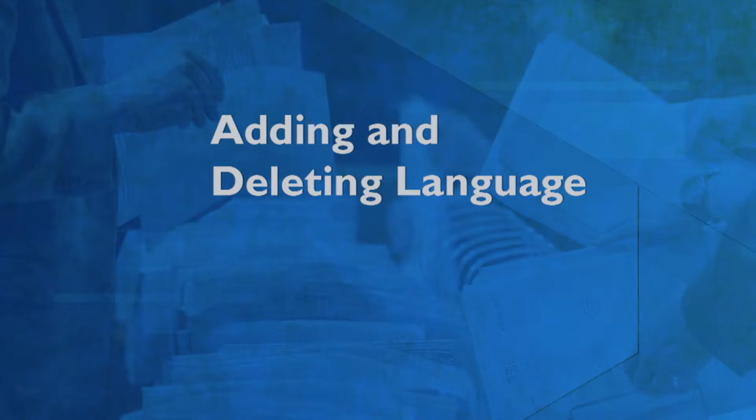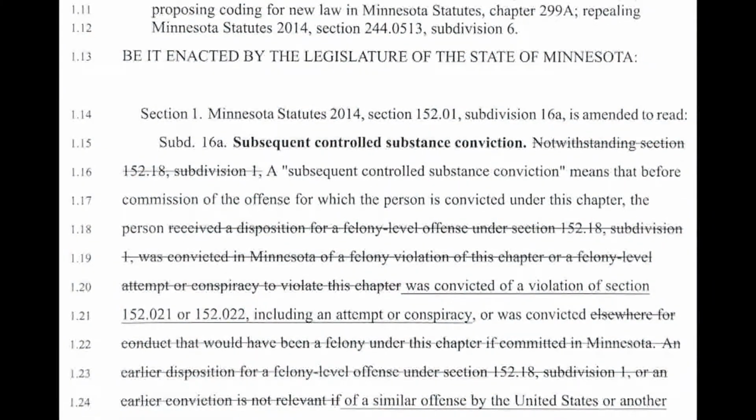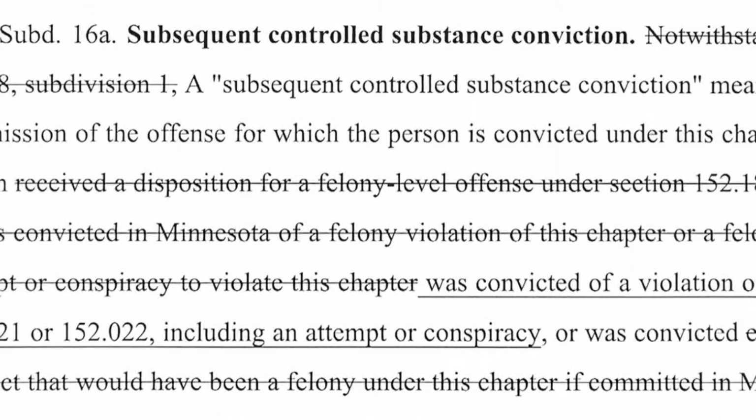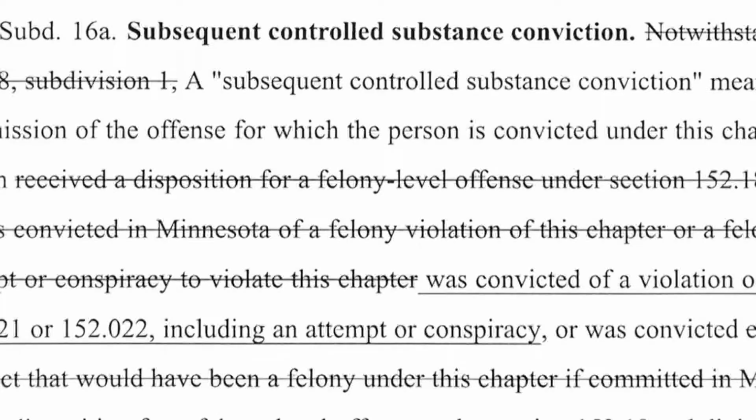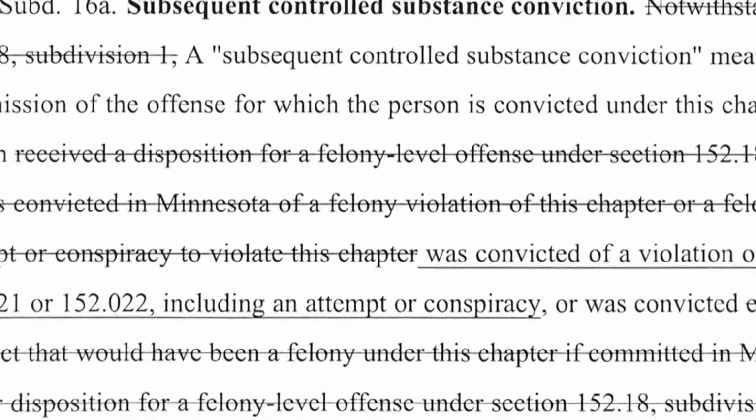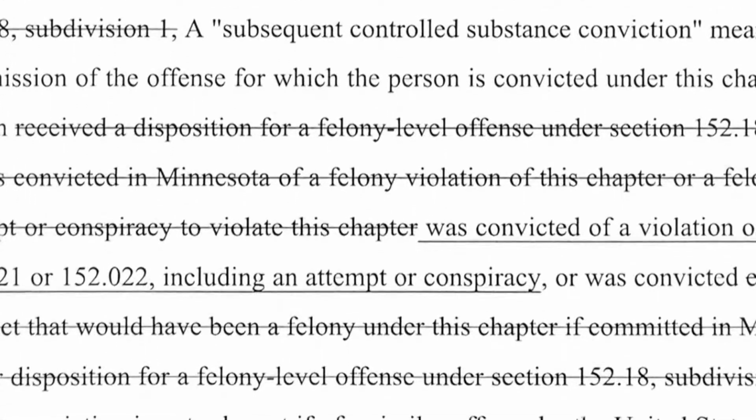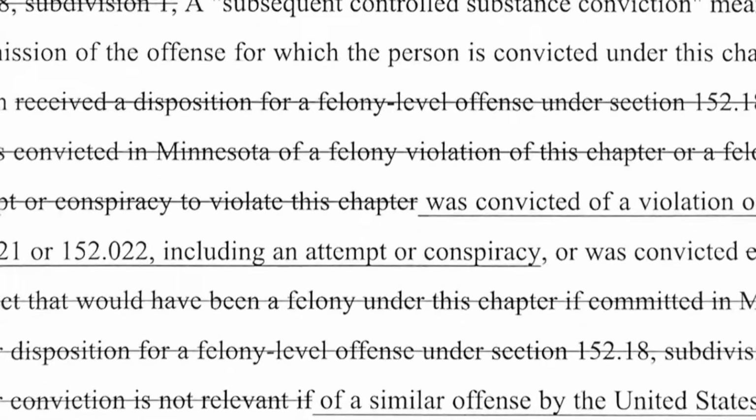Within a bill, language can be crossed out and underlined. Language that is crossed out is called stricken language. That is language that is proposed to be removed from existing law. Language that is underlined is proposed to be new language added to the law. So a lot of times you'll see language stricken, and then right after it you'll see language that is underlined. So one way to interpret that is that the old language, the stricken language, would be replaced by the proposed new language.